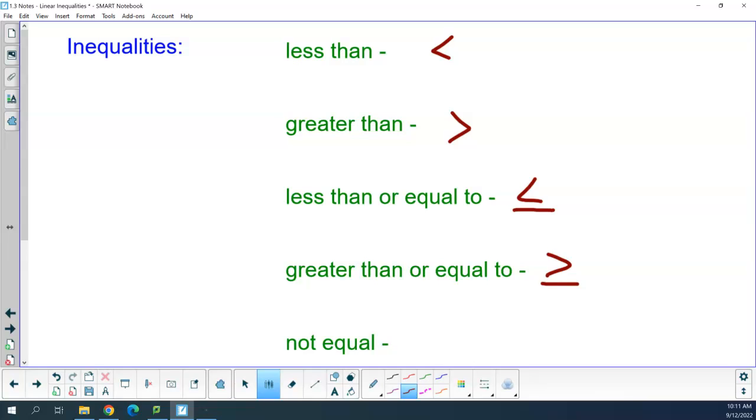And then the last one, which is rarely used, rarely seen, is the not equal to, which is an equal sign with just a slash through it. Okay, so those are the 5. Now, they get treated a little bit differently.